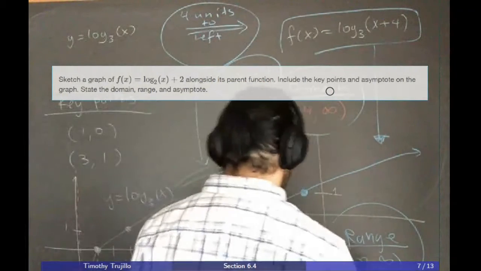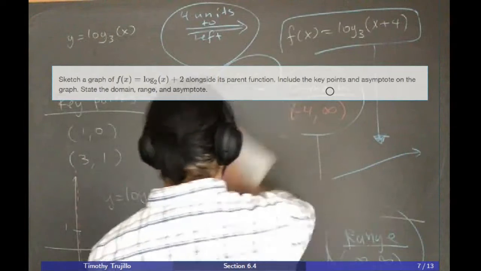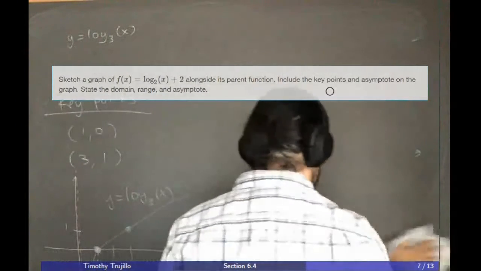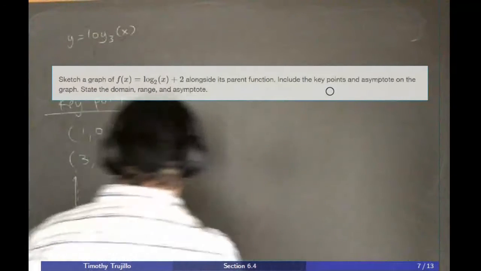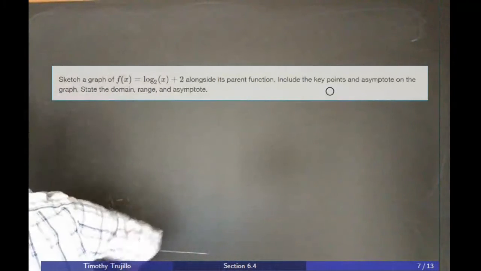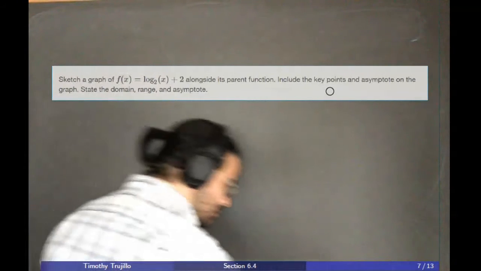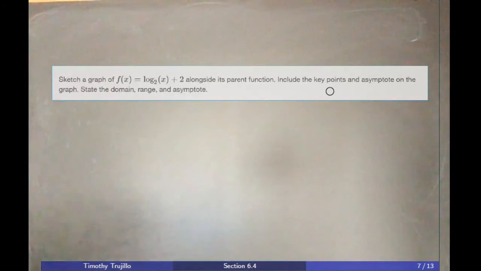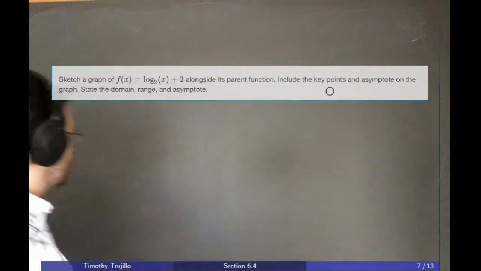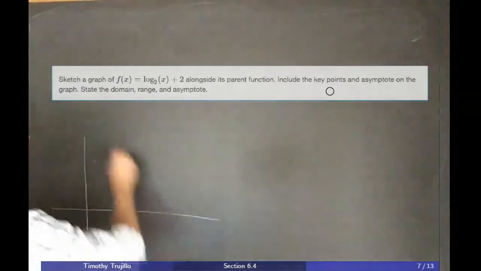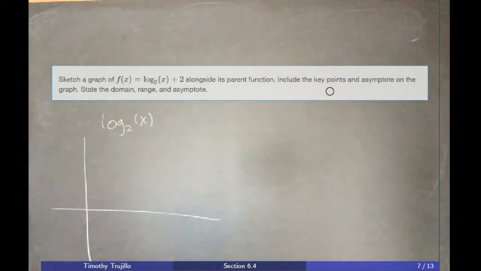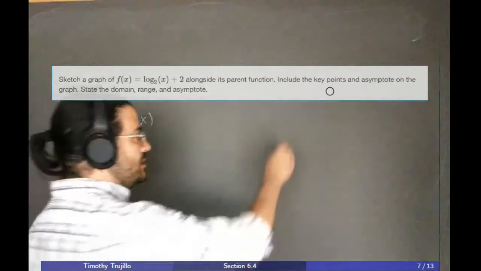So here we've got another logarithmic function, and it's being shifted up by 2 units. So let's go through and solve that. Okay, so again, they're just asking us to start with the parent function and then go from there. So here I'm going to draw in the parent function being log base 2 of x. And then once we have it, we'll shift the whole thing up by 2 units. So we're going to want to include our 2 key points.